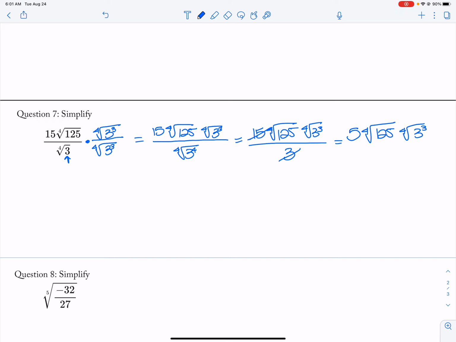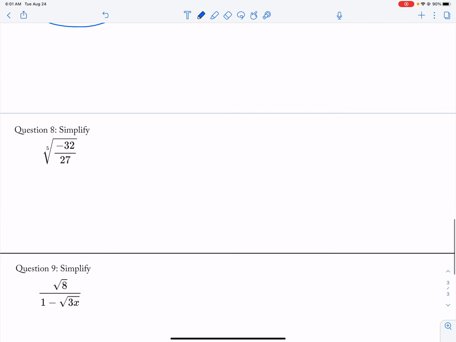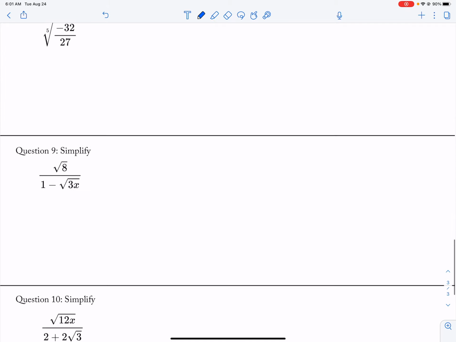You could have done 125 times 27 to simplify it, but mainly what I wanted you guys to get out of it is this whole idea of what root do I multiply by to get that root out of the denominator. Okay. Question 9 here.